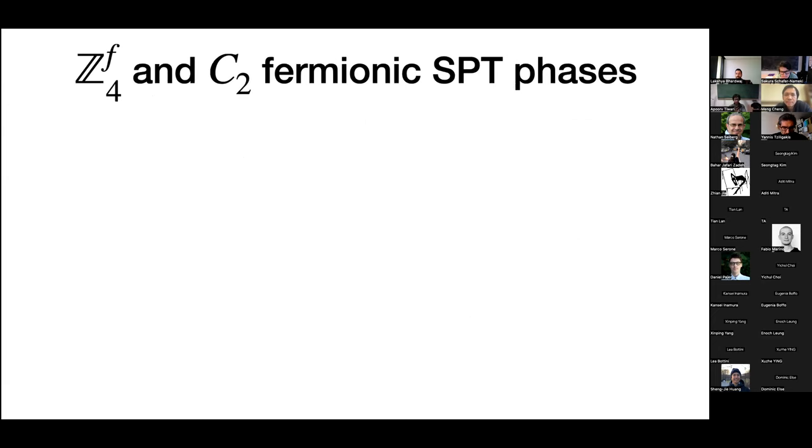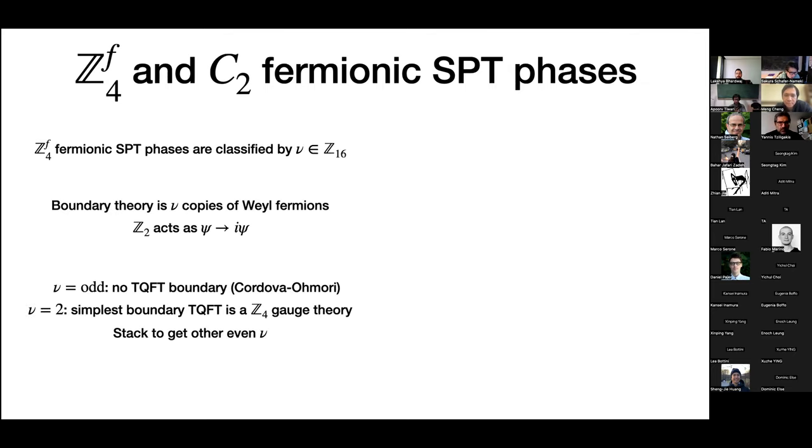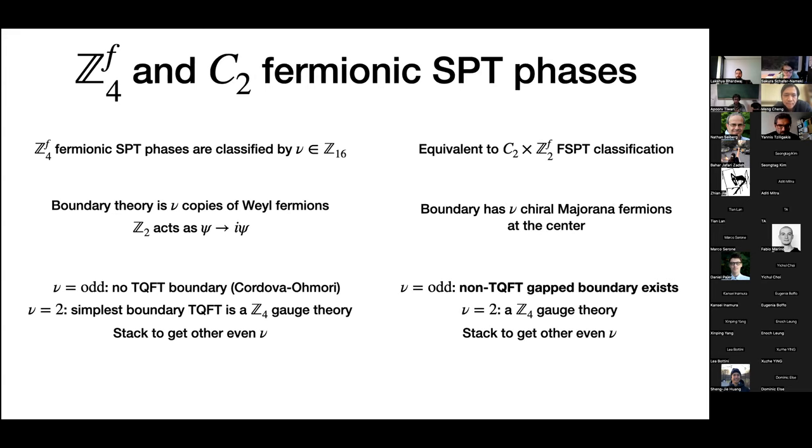And while this may sound like a very exotic problem, we have similar results for fermionic SPT phases whose boundary is just some copies of the wire fermions, for both the ZN case and the CN case. Of course, the boundary state is somewhat different. It turns out that whenever you can make it a topological boundary, it suffices to use a Z4 gauge theory or some copies of Z4 gauge theory.